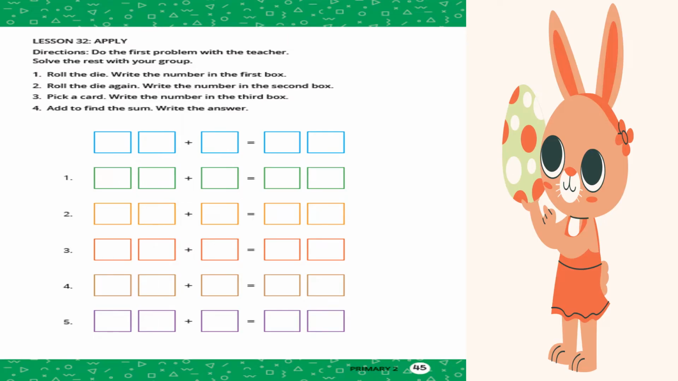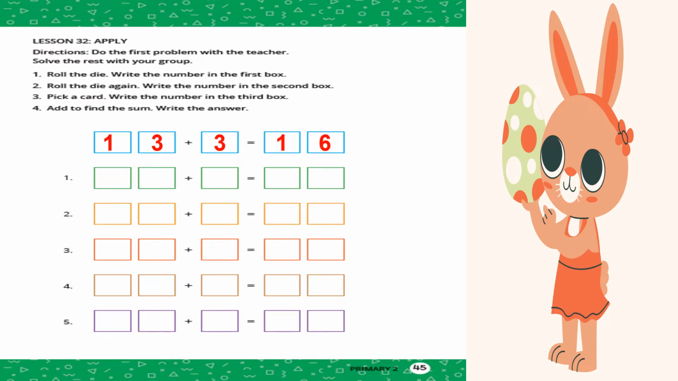Let's move to lesson 32, the apply part. Now let's play a game. I will give you some numbers to add the sum. 13 plus 3. Put the big number in your mind and the small number on your fingers. 13 in your mind, 3 on your fingers. After 13: 14, 15, 16.